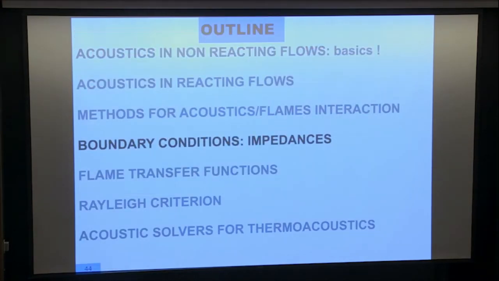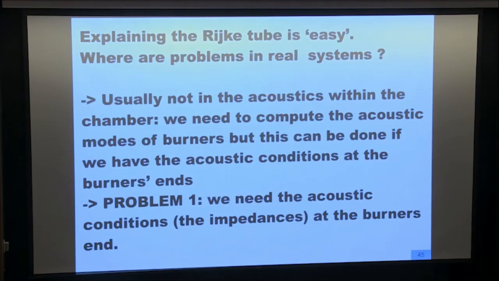So I need to say a few words about impedances now. This is the maximum I will do about acoustics, but you need to know this word because it controls a lot of things. You've seen that explaining the Rijke tube instability takes 4 pages. If you know course 101 in acoustics and Rayleigh, you got it. Okay, it's very simple. So why is it a problem in real systems?